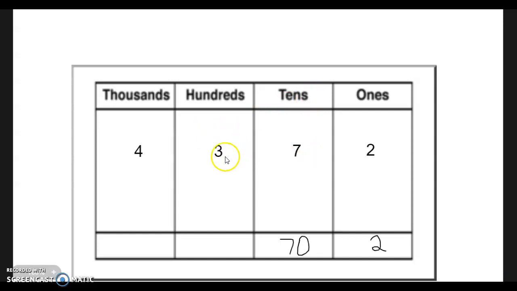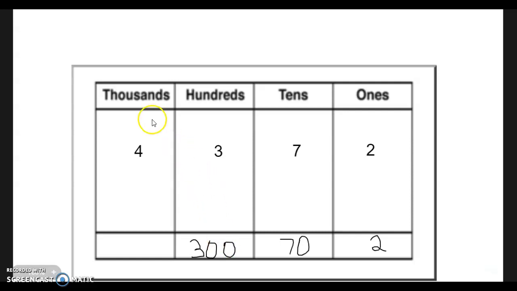Now our hundreds place, we have a 3 there, but I know I'm in my hundreds place, not my ones, so that 3 does not represent actually 3, it represents 300. Just imagine we had those hundreds flats, and you could see that we would have 3 of them. And if you counted all of those little pieces on the hundreds flat, you would equal 300.